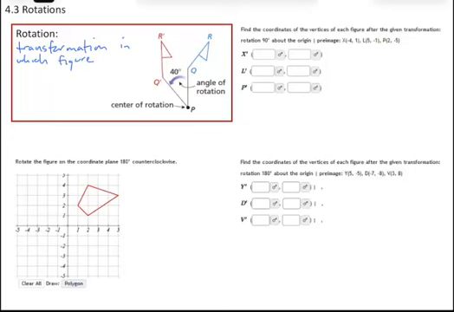in which a figure is rotated or turns, and the direction of rotation is always counterclockwise. The fixed point is usually going to be the origin, unless it specifically says it's rotated about a given point. If it's just rotated, it's from the origin.